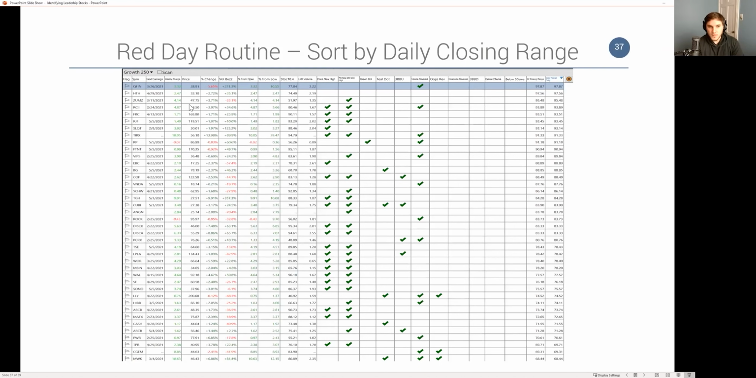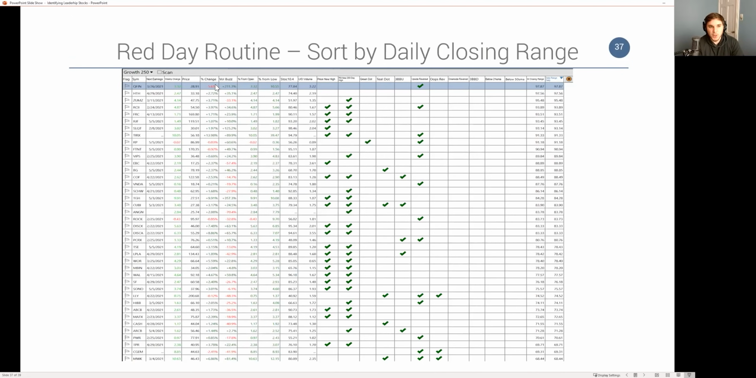And I think the great part about TC2000 is you can sort by any of these column headers. So if I only wanted to see price new all-time highs, I would click that here, and it would sort by that and get all the green check marks within this column. And here I've done this with the daily closing range, and you can see that QFIN was at a 97% daily closing range when I took this screenshot. Very, very strong action, even though it was down 5%.